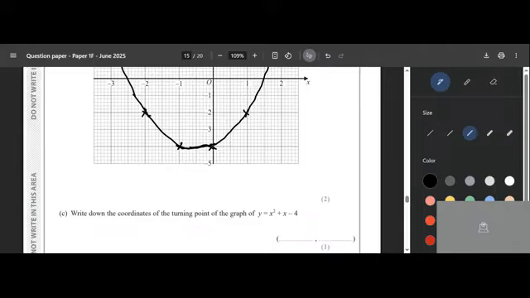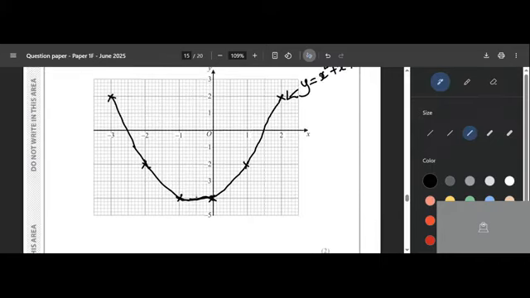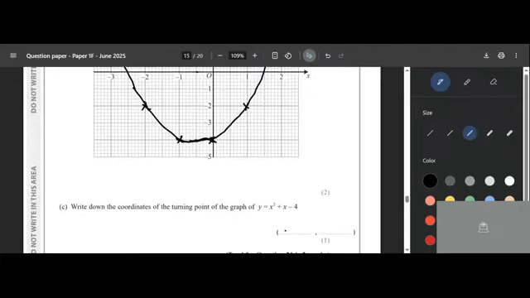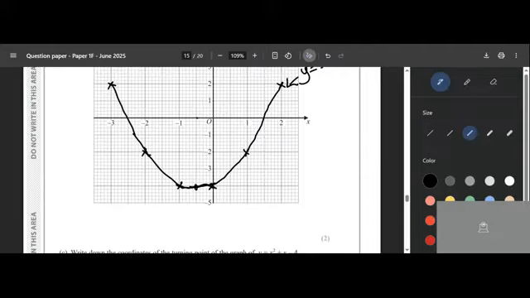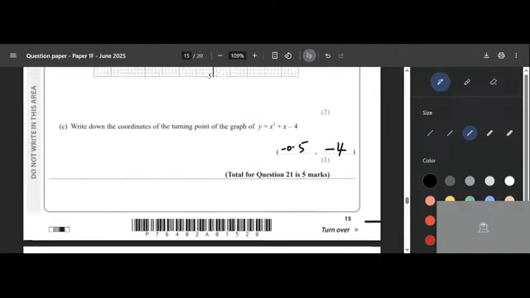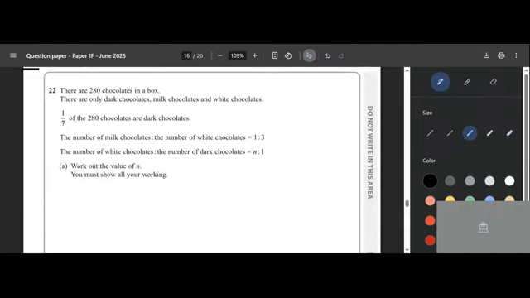They don't want the value of x, the turning point. So the turning point we can just take maybe at the middle of this, which is -0.5 and -4. That is where they are turning. This is the place where they are turning. So that is the turning point of the graph.